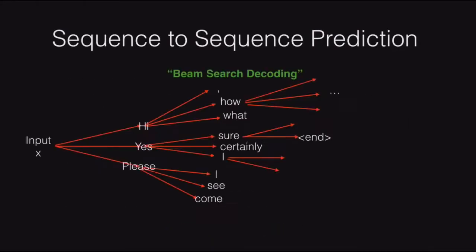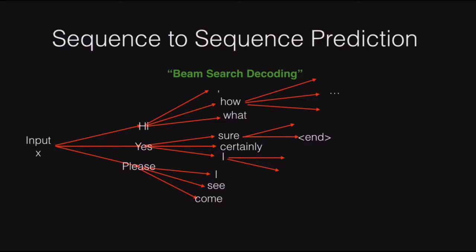So here's a picture. Given the input X, I'm going to predict the first token. That will be hi, yes, and please. And given every first token like this, I'm going to feed it back into the network, and the network will produce another 3, and so on. So you're going to end up with a lot of candidates.